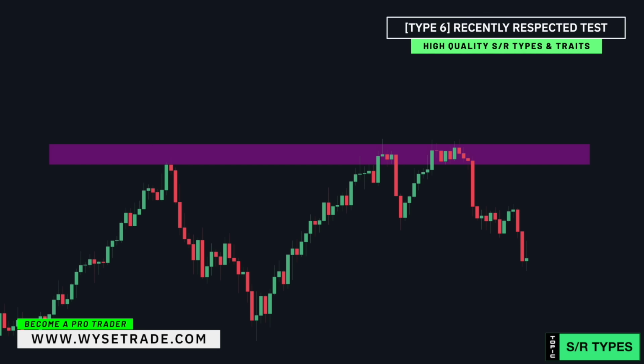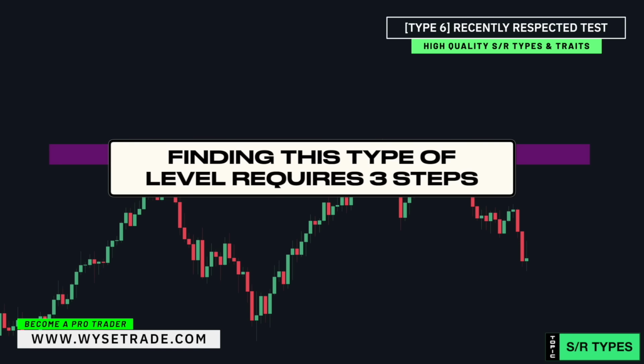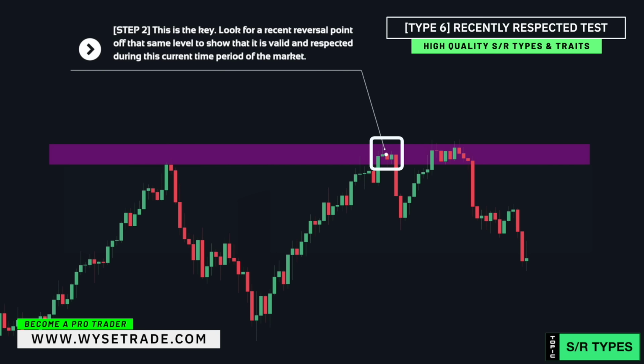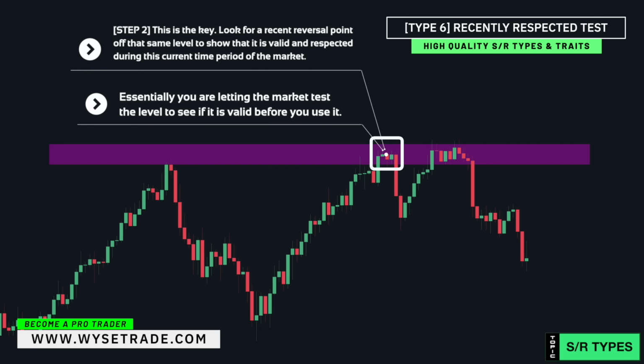Type 6. Recently respected test. So finding this type of level requires 3 steps. Step 1 is to find the point where the key level originated. Step 2 is the key, which is to look for a recent reversal off the same level to show that it is valid and respected during this current time period of the market. Essentially, you are letting the market test the level to see if it is valid before you use it.